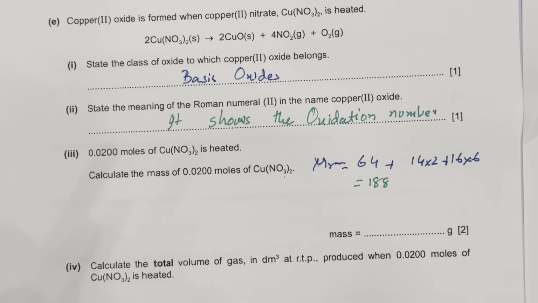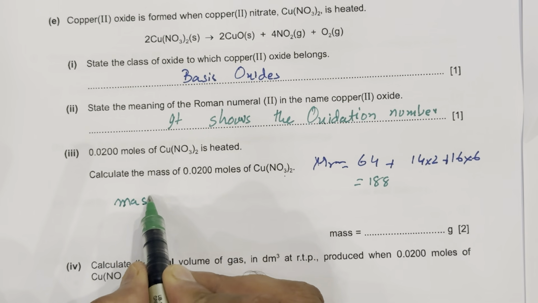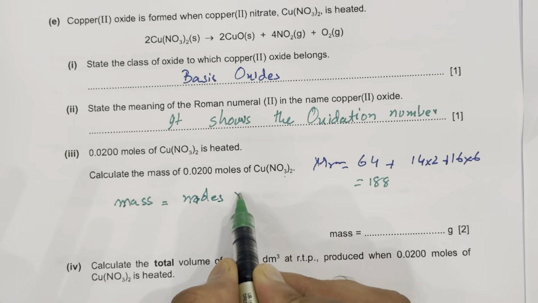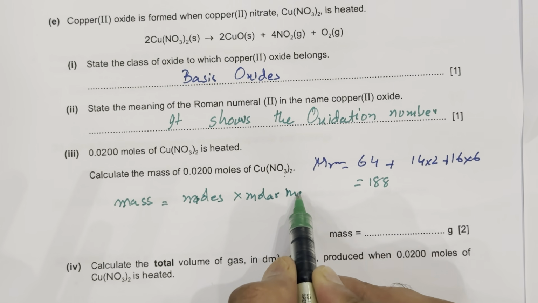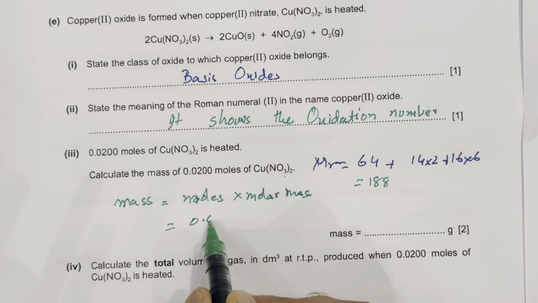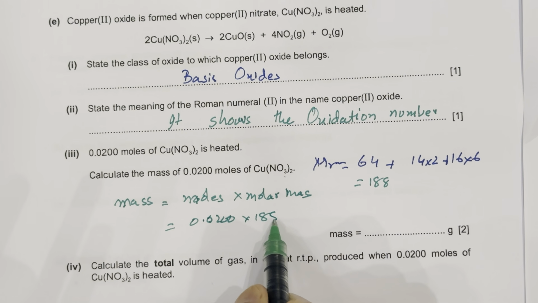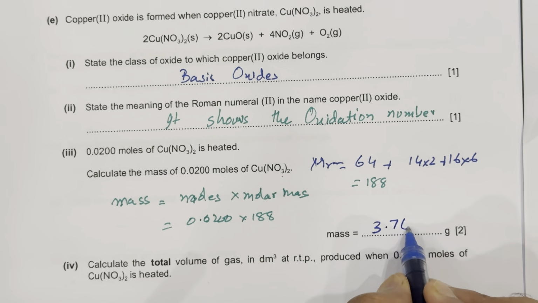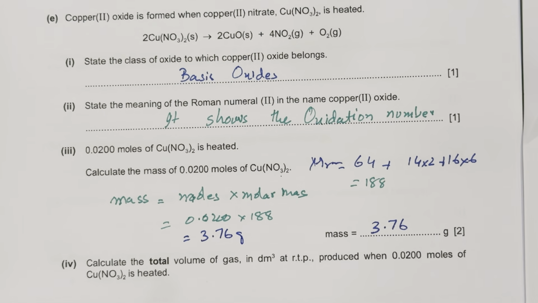Now we need to calculate the mass. The formula for the mass would be moles multiplied by molar mass. We have already calculated it. Moles is given, 0.0200 multiplied by 188. We're gonna get the answer. It would be 3.76 grams. So we're gonna write our answer as 3.76 grams.